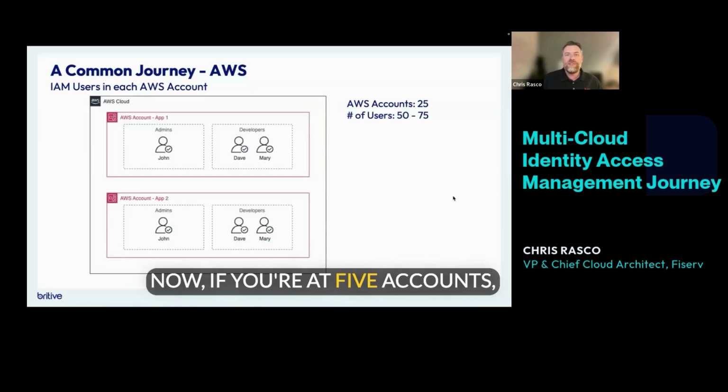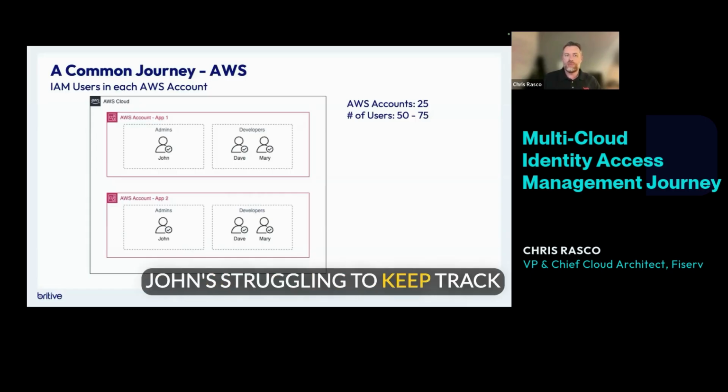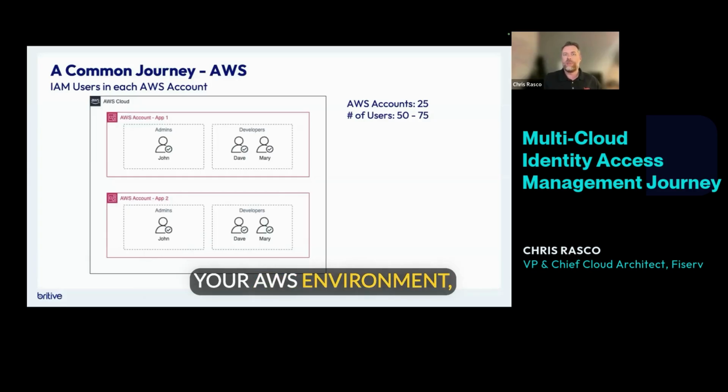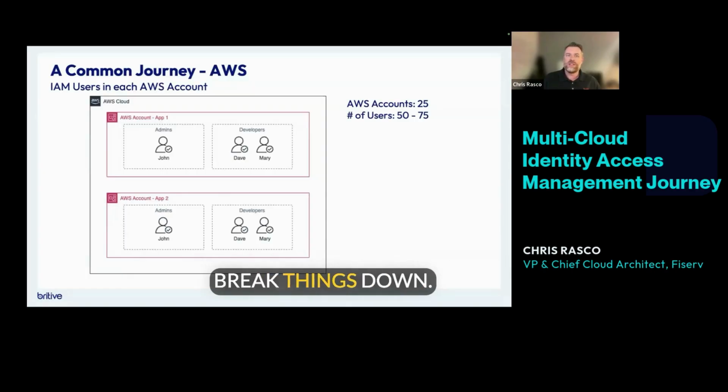Now, if you're at 5 accounts, this is not really a pain point yet. When you start to get up to about 25 users, you start to realize that John's struggling to keep track. John may have access to 2 accounts or 5 accounts, but your team that's managing your AWS environment might now have 25 sets of credentials. And if you've got 50, 75, or even 100 users, depending on the size of your development teams, this starts to stretch this model and starts to break things down, right?